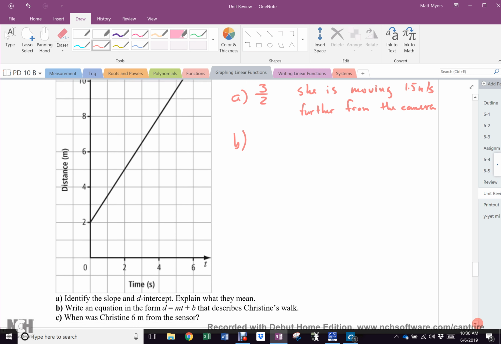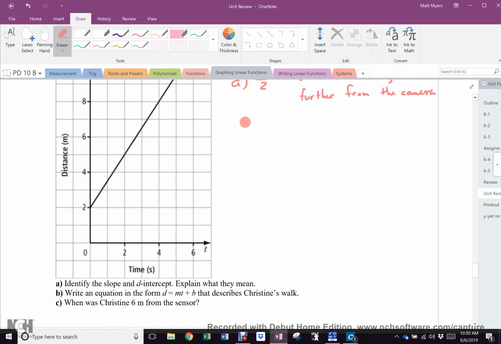B. Oh, not B yet. The y or the d intercept equals what? 2 meters. What does it mean? Right. How far she is away at the beginning, or time 0, or anything like that. So a half and a half, making A worth 2 marks.